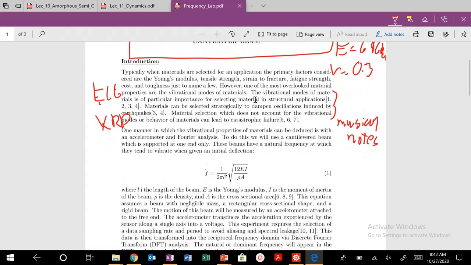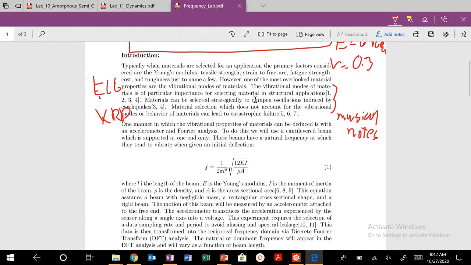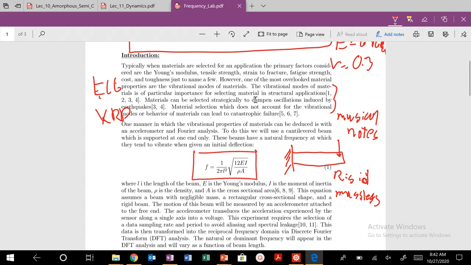So in this lab, we are going to look at a cantilever beam. Some of the assumptions in a cantilever beam are that the beam is rigid and massless. There are some assumptions in this cantilever beam equation that gives us this natural frequency that are going to be a little bit different from our real life scenario.